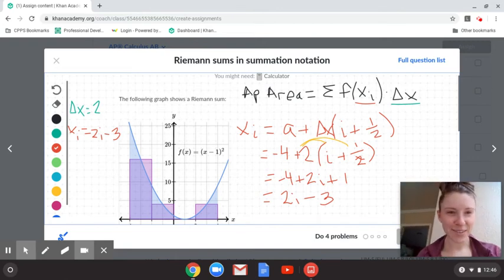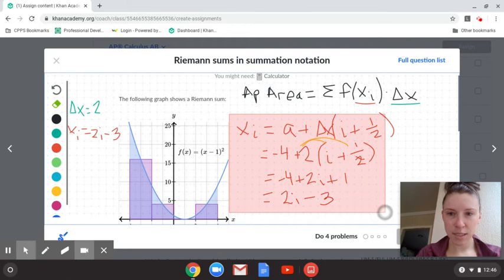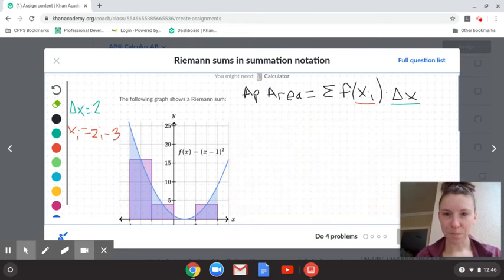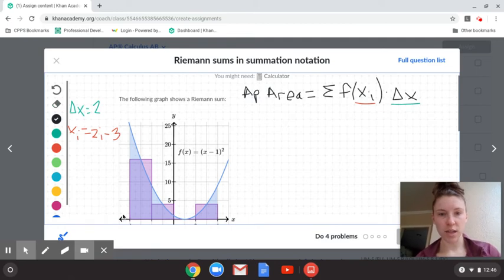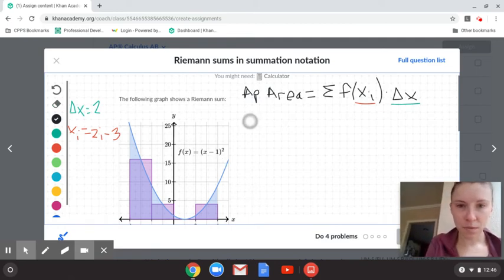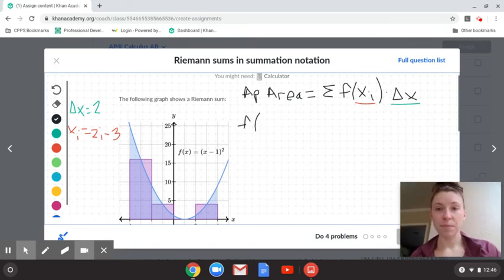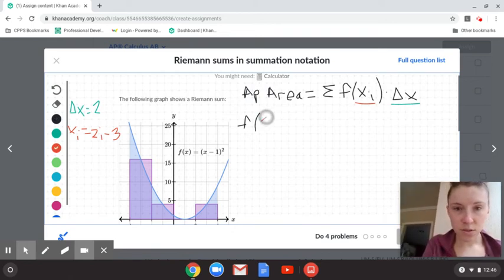Okay. So then let's erase this. Cool. So we got our x sub I. Now we need to put it into our function. And that can be kind of tricky sometimes. So let's write that out. We know our function right here is x minus 1 squared. So I'll write this our function. But we're plugging into our function this x sub I. And our x sub I is 2I minus 3.